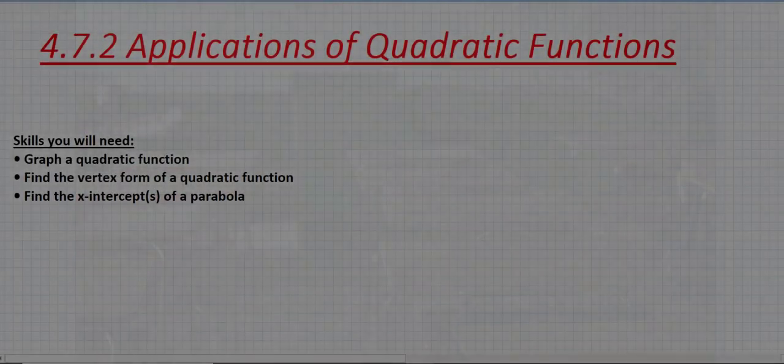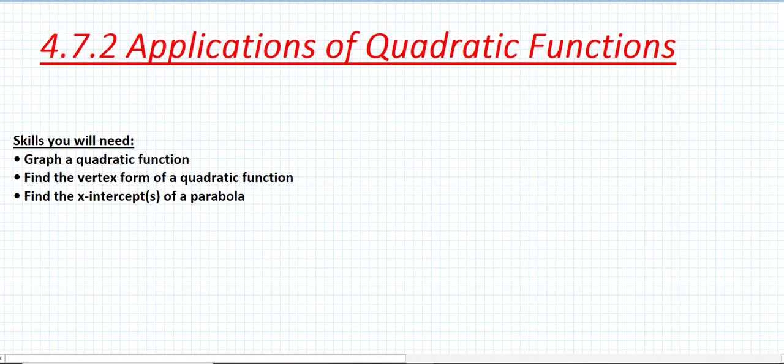In this lecture, we will continue to study quadratic models. The skills you will need to master the content of this lecture are: you must be able to sketch the graph of a quadratic function. You must be able to find the vertex of a parabola. You must be able to find the x-intercept of a parabola.